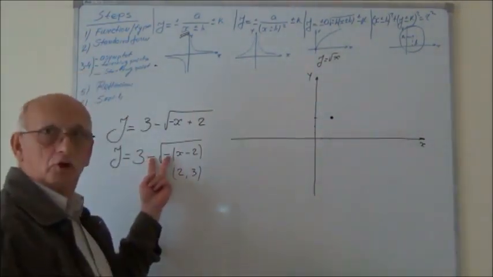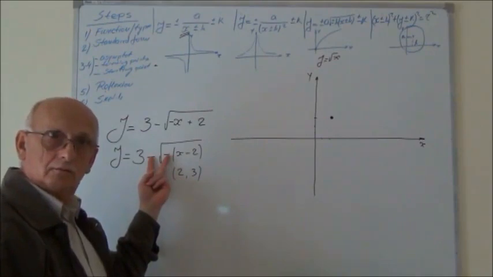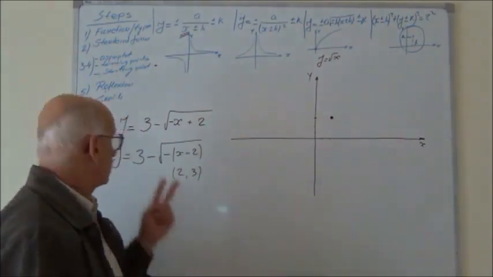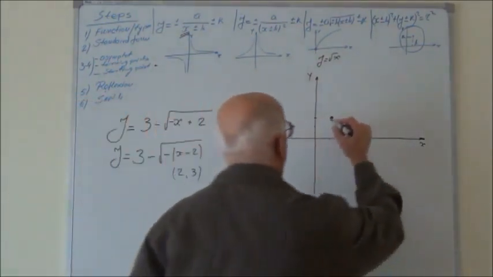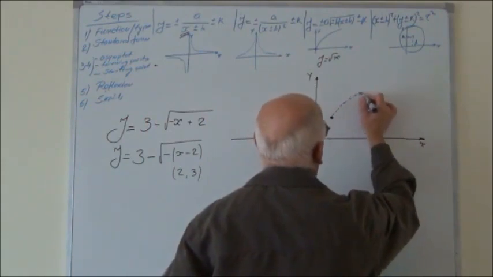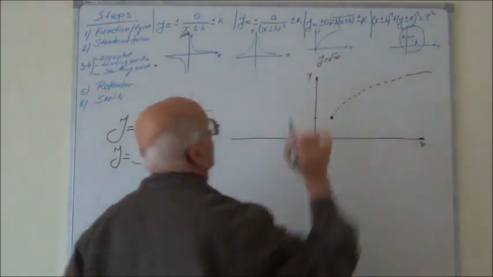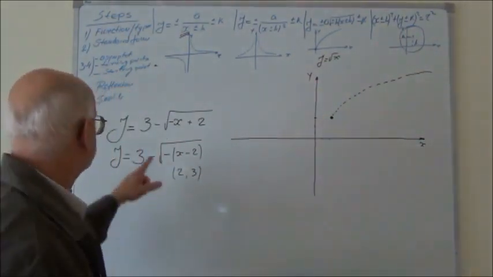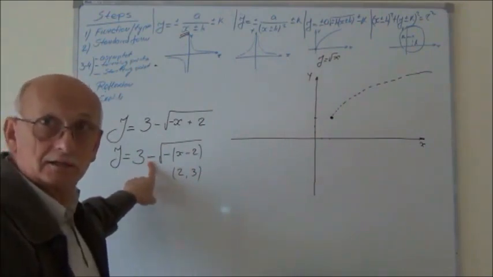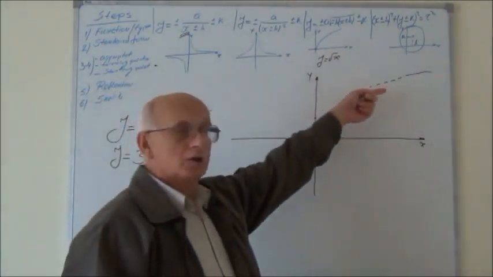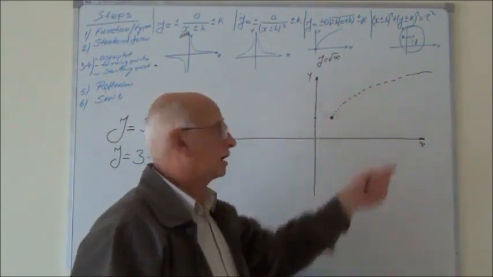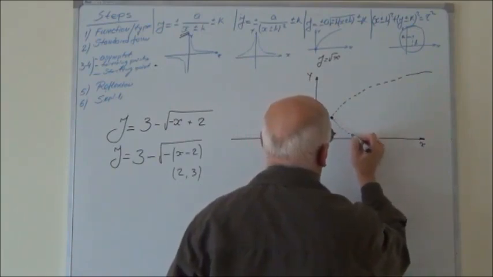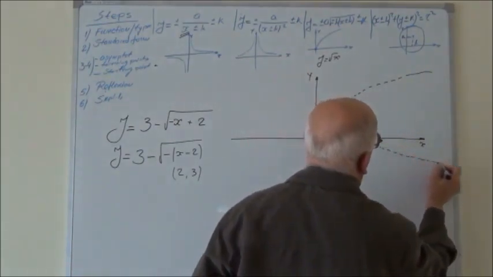And if we don't have any reflection, that is the first thing we have to put in our head or on paper. If we don't have a reflection, then simply our graph is this one, starting from that point. Now, we have a reflection in the x-axis, and simply reflect that graph in the x-axis. In that case, we would have this line here.